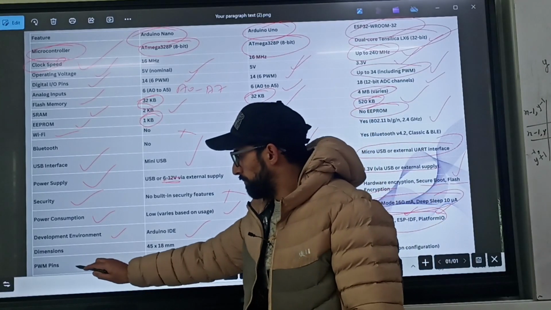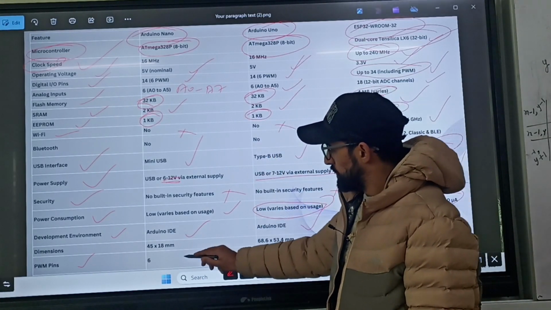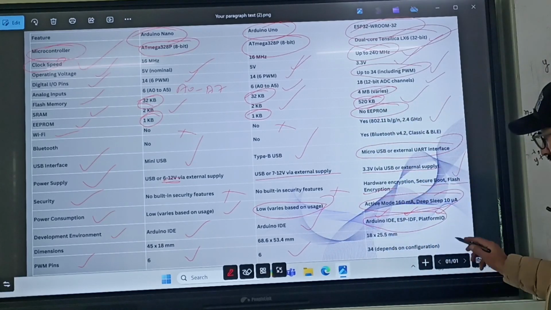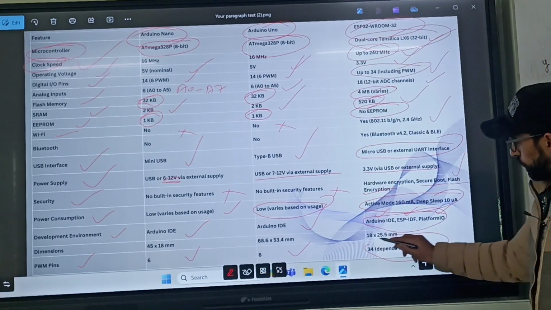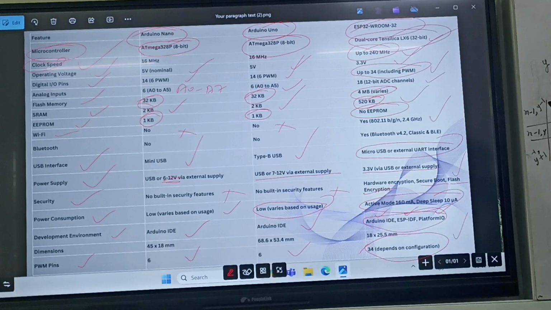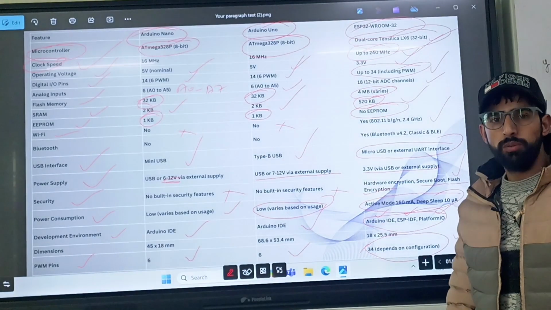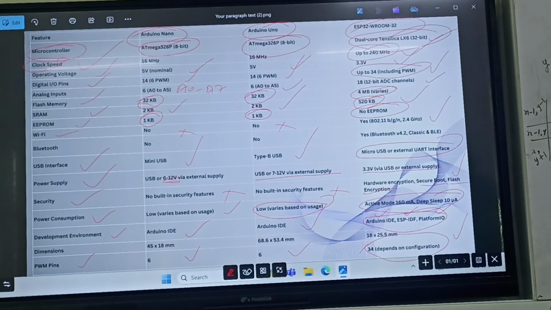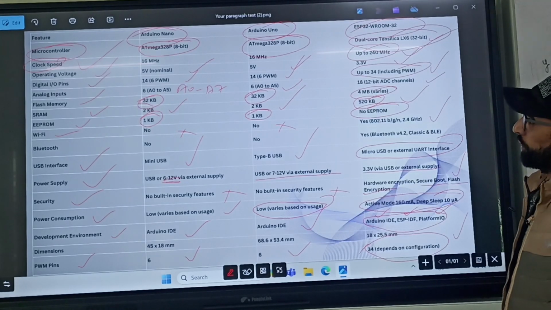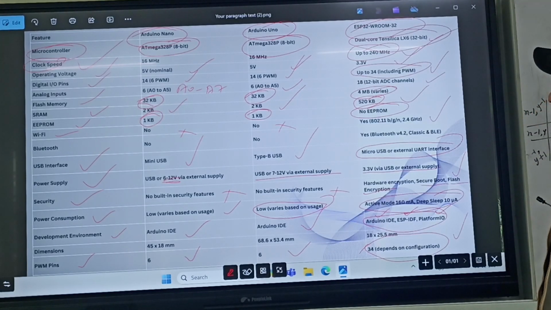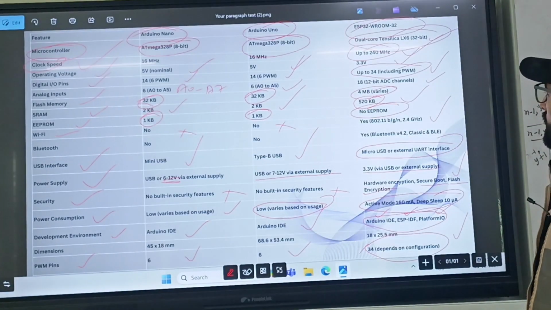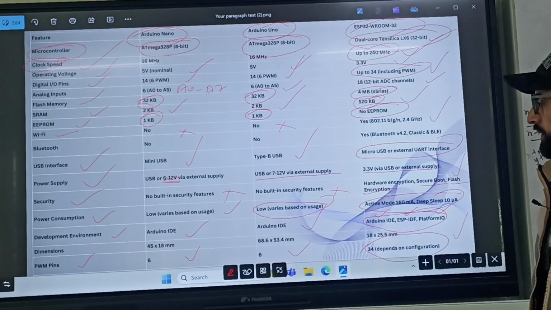So now about the PWM pins. Nano has 6 PWM pins. Uno also has 6 PWM pins, but ESP32 has up to 34, depending upon the configuration, because ESP32 has different variants and it depends on which one you are using. So this is the overview of the differences between these microcontrollers: Arduino Nano, Arduino Uno and ESP32.